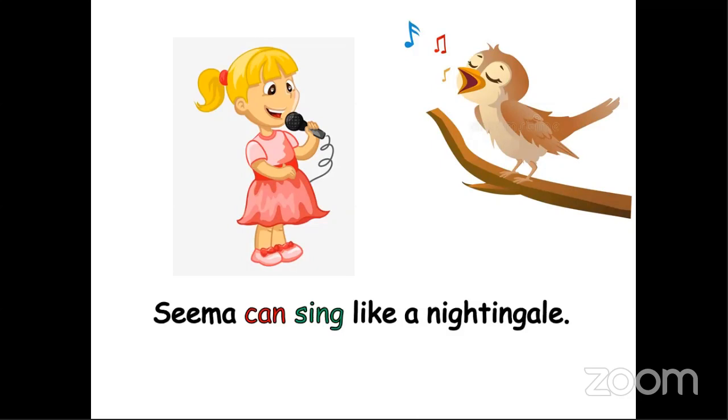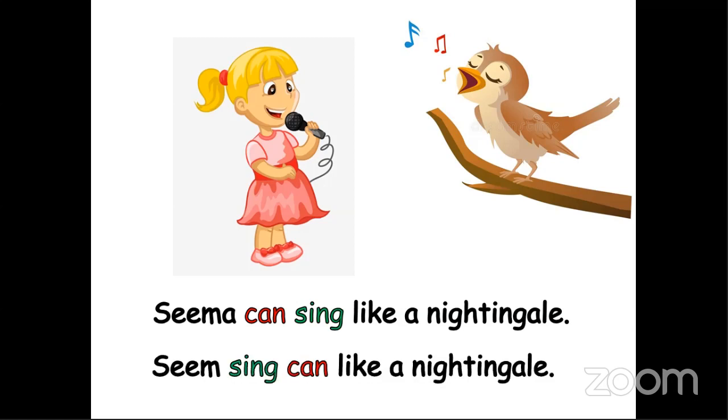Okay. Now let's go to the fourth one. Seema can sing like a nightingale. Now again, what is can? Can is a modal verb. What is it expressing? Can here expresses the ability or capability of Seema to sing like a nightingale. But can we say Seema sing can like a nightingale? No, we cannot. We cannot use it that way.